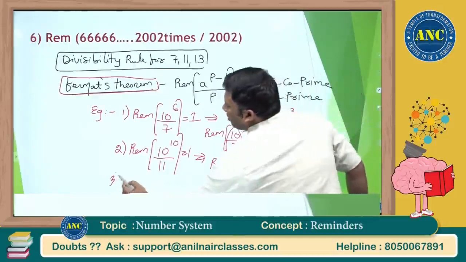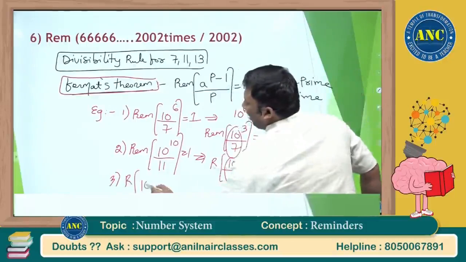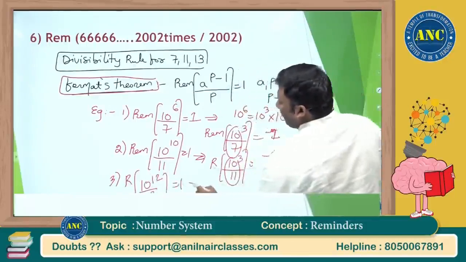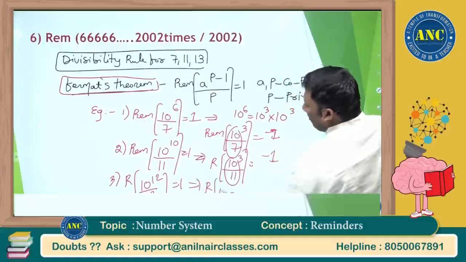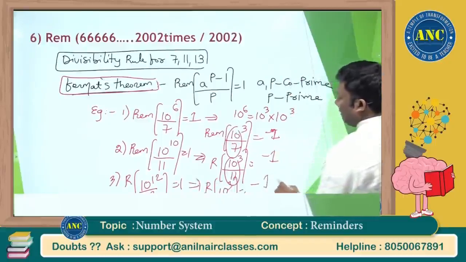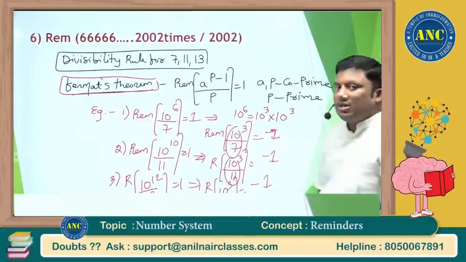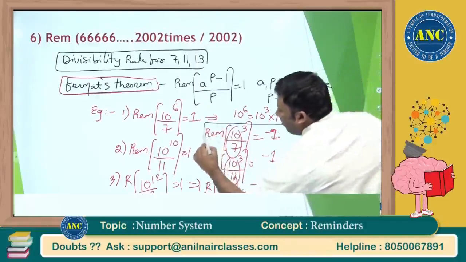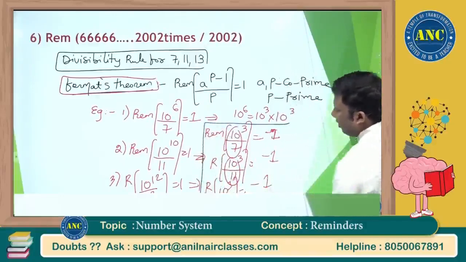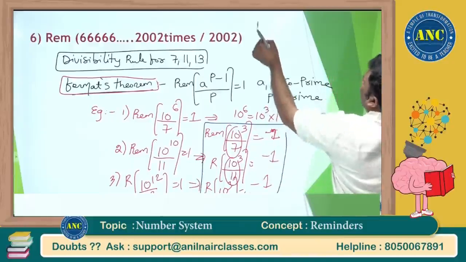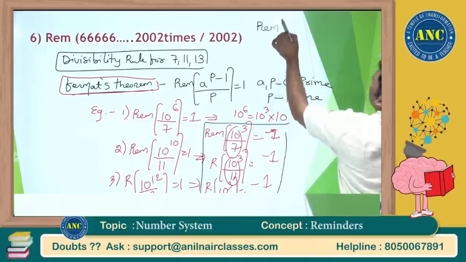Next one. Suppose I take 10 power 12 by 13, it is 1. Let me see what will happen. 10 cube by 13. 13 ones are 13, remainder minus 3. 13 into minus 2 is minus 26, so the remainder is minus 1. 10 cube divided by 7 is minus 1. 10 cube divided by 11 is minus 1. 10 cube divided by 13 is minus 1.